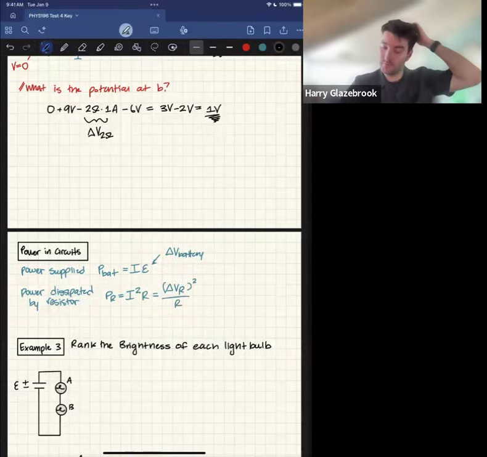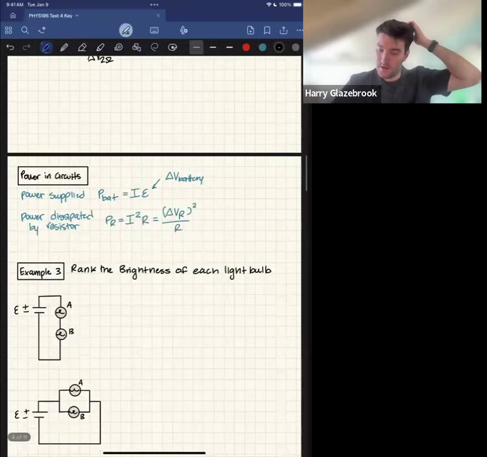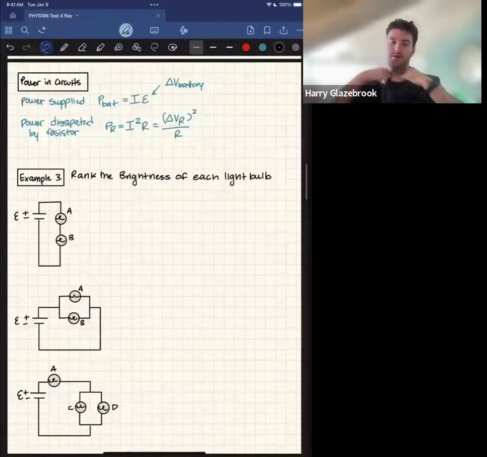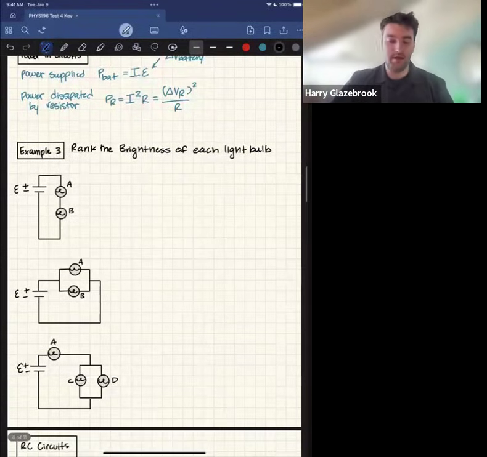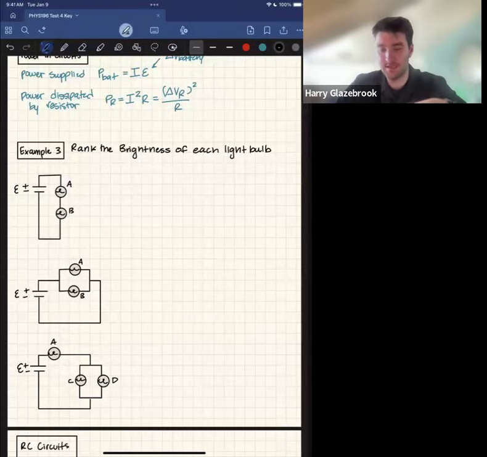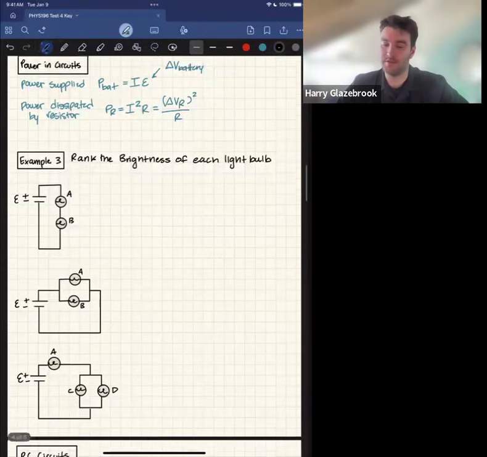Cool. Okay, so real quick, this isn't too much, but I just wanted to show you. Your professor really likes rank the brightness on his tests. So you might have seen it on the practice test. You'll most definitely see it on the real test, but if you understand it, it's going to be a quick question, but there are a couple pitfalls that I just want to briefly go over.